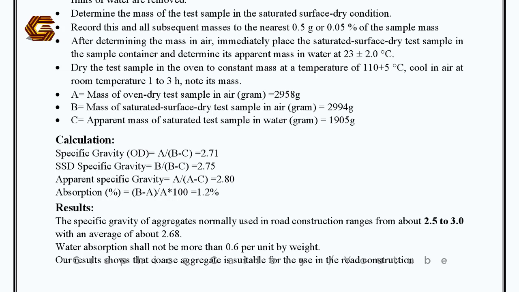The specific gravity of aggregates normally used in road construction, in road construction, there are two types: flexible pavement design and rigid pavement design. Okay, it is from about 2.5 to 3 with an average of about 2.68, which means there should be a range between 2.5 and 3. Our results should be between 2.5 and 3. And now here you can see our results are satisfactory, and water absorption should not be more than 0.6 per unit by weight.